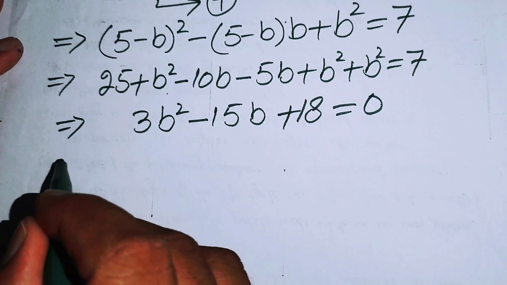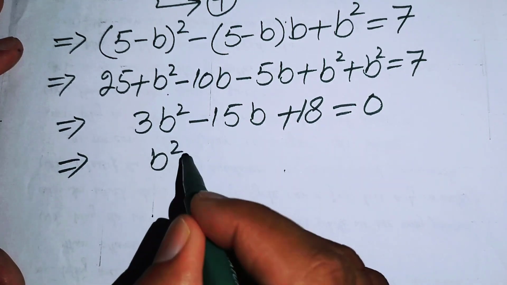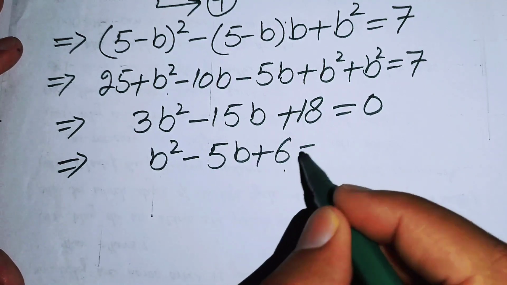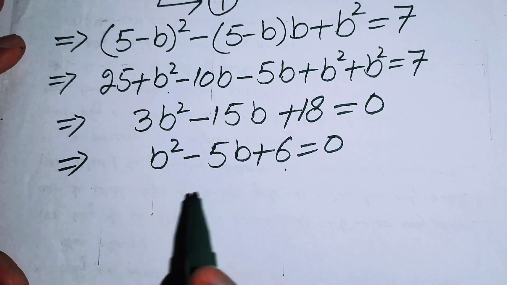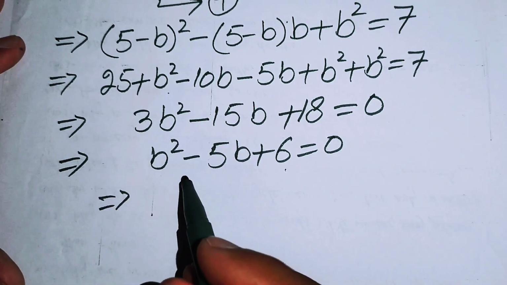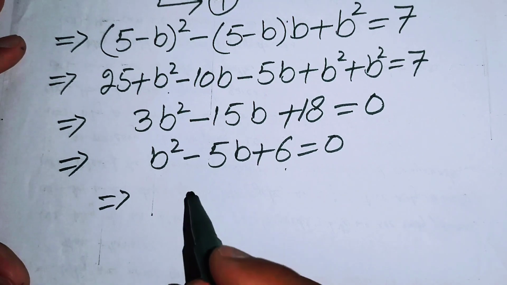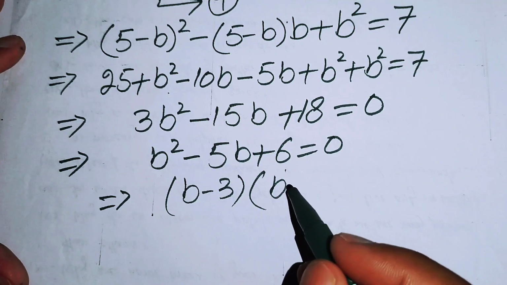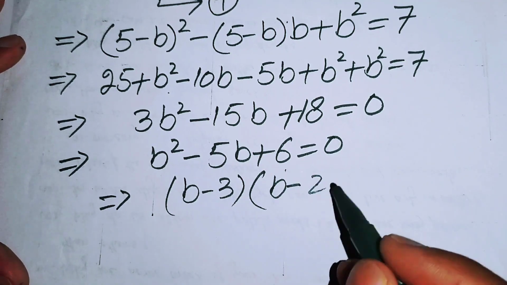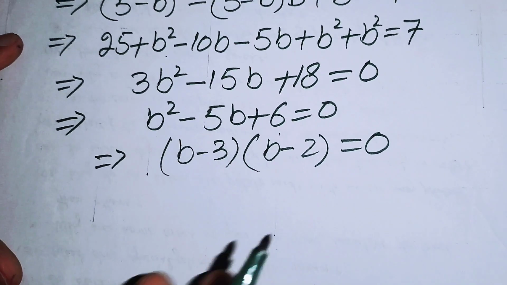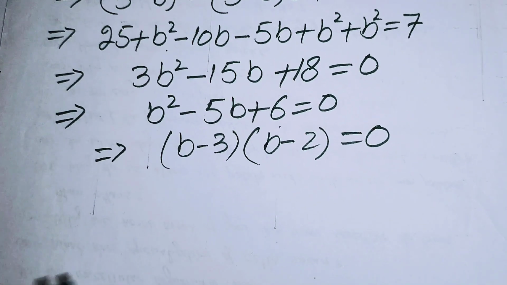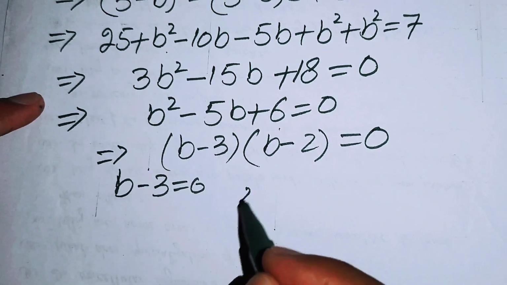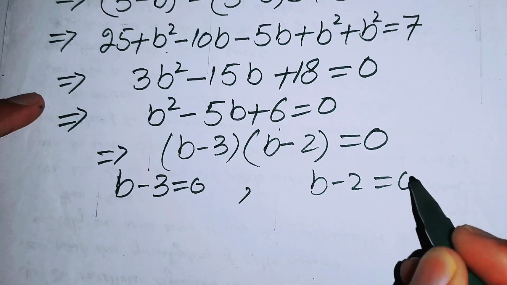Now you can divide each term by 3, and you get b squared minus 5b plus 6 is equal to 0. And now we can factorize this equation. Finally, you get the factors: b minus 3 times b minus 2 is equal to 0. So here we have the two factors of the given equation. Now we have two cases. The first case is we take b minus 3 is equal to 0, and the other case is we take b minus 2 is equal to 0.